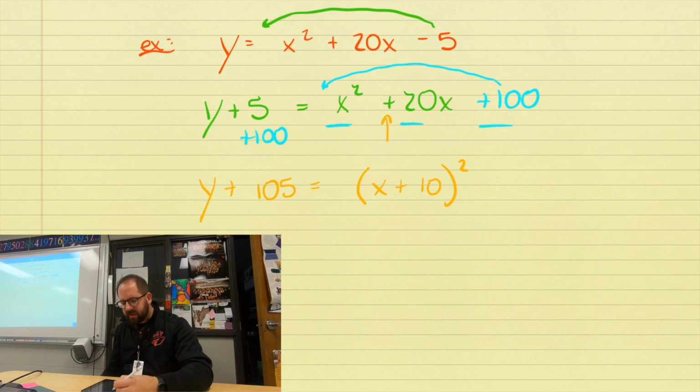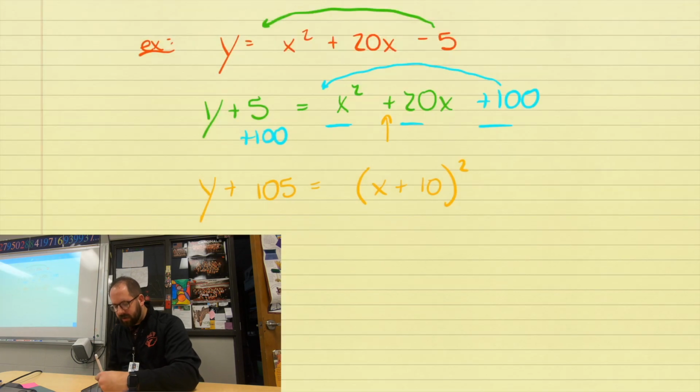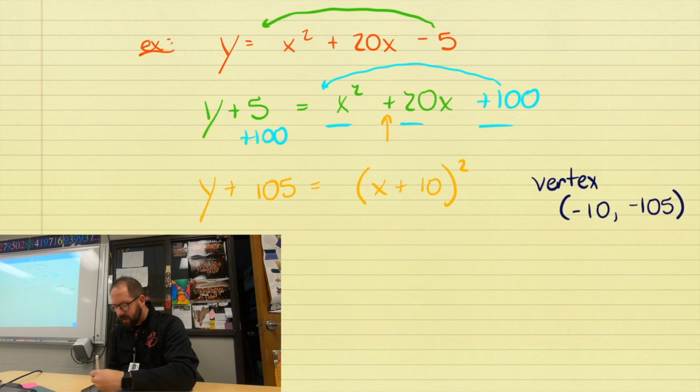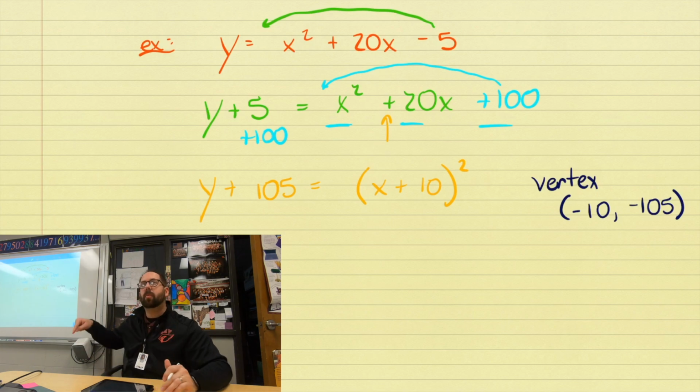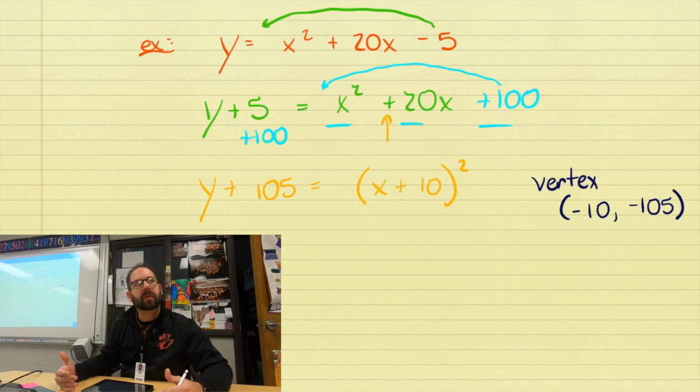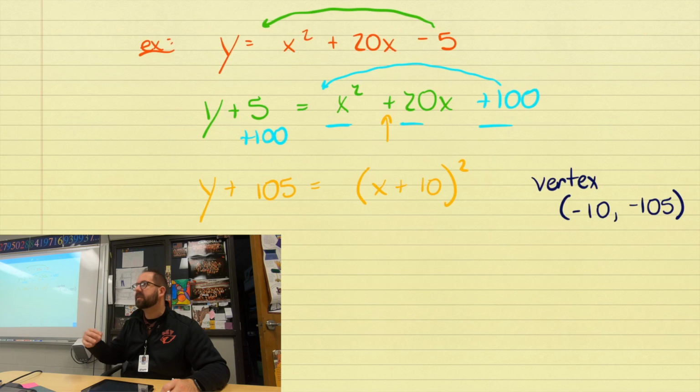So when we read this off, the vertex that we've done previously, the max and min, the stuff that's due tonight, you just read off the vertex, right? The vertex on this particular problem is -10, -105. That was the stuff we did previously. That was the homework due tonight. But now we're doing that one extra step. That was the stuff we introduced yesterday, where you have to find the distance to the directrix and focus.